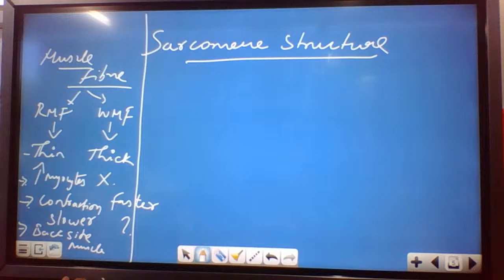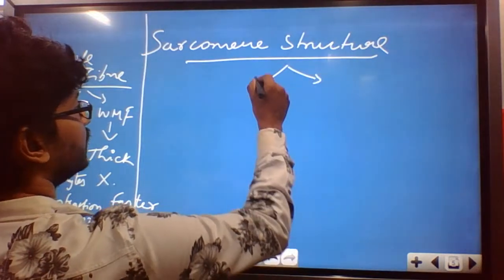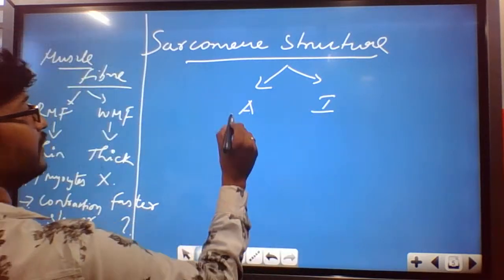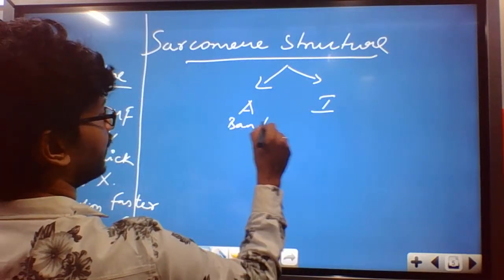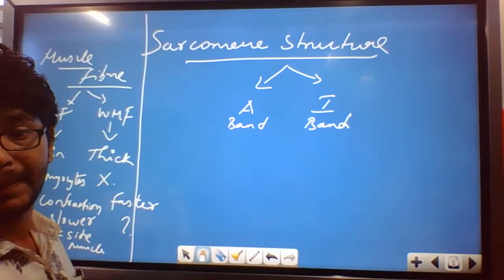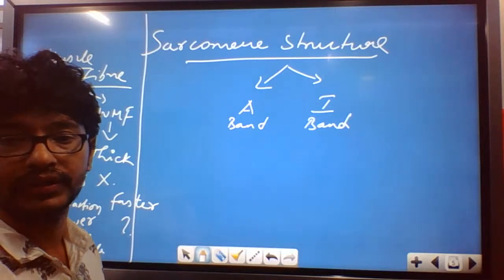Coming to the sarcomere structure, we have two types of bands actually. One is the A band, the other one is the I band. A band stands for anisotropic band. You answered, eyes, exactly, like your eyeballs, right?